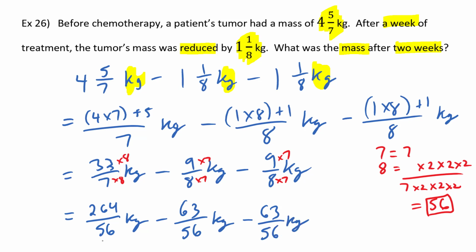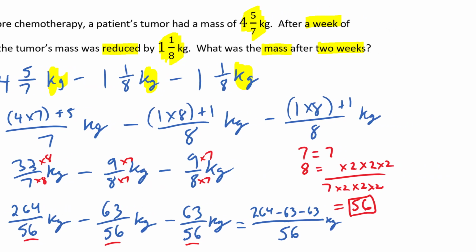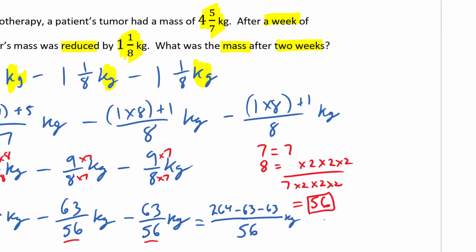We now have a common denominator, so we can combine these together. Here we get a common denominator of 56. 264 minus 63 minus 63. Again, an extra step there. So I'm running out of space here. We combine those together. We take 264, subtract 63, subtract another 63, 138 over 56 kilograms.